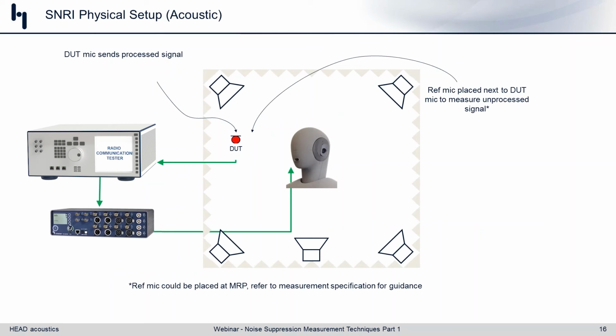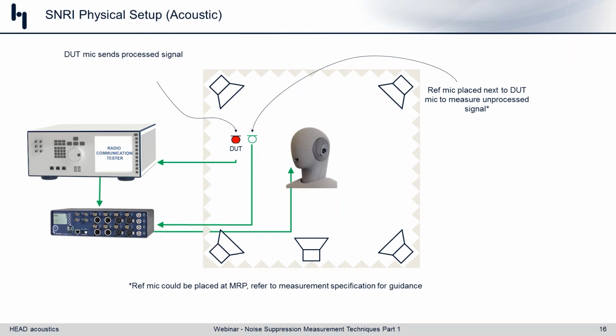Now, let's take a look at our actual physical setup. So remember, we have to define the reference mic location. Are you going to be there at the DUT, or are you going to be at the MRP? It's not really standardized. The standard was never written around acoustical tests, so you have to make that decision. You have to document it, and you have to let other people know what you did. Otherwise, it's going to be really hard for them to duplicate your work.